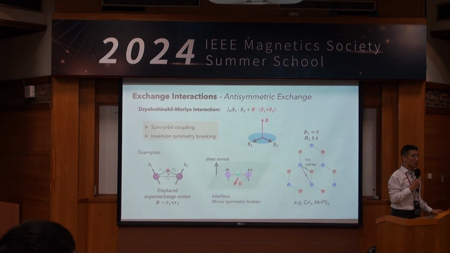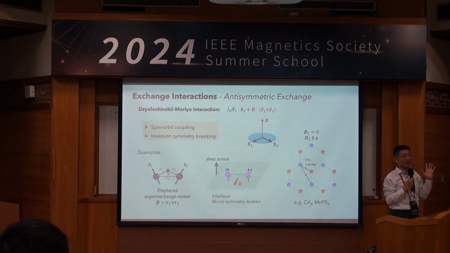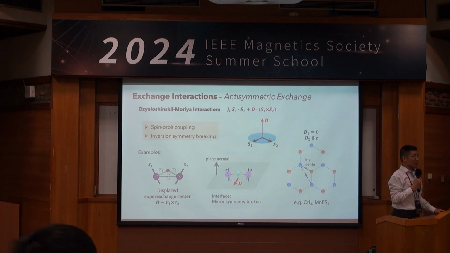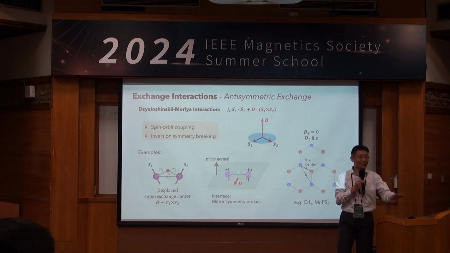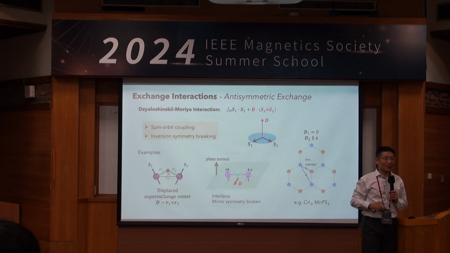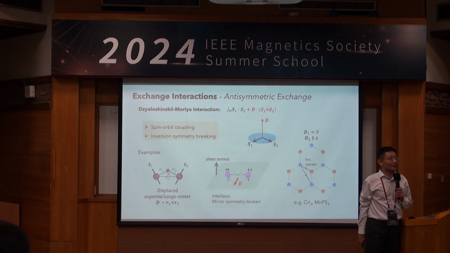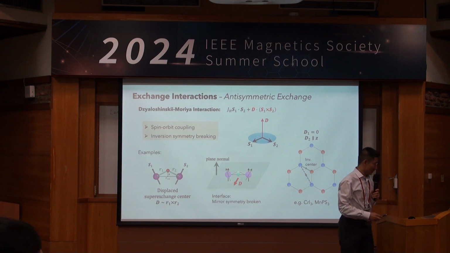So, yes, there could be DMI associated with RKKY, but I think there are more cases where the DMI comes together with the super exchange. Yeah. Question? So the exchange parameter J can be a tensor, but the Heisenberg exchange and the DMI interaction are scalars. How can we reduce this tensor into a scalar?